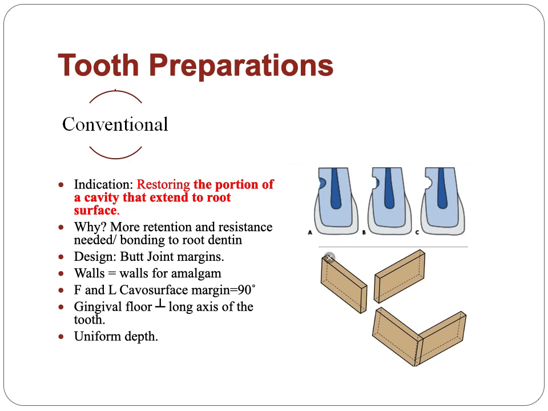You remember amalgam design that we have butt joint. The walls of amalgam they have cavo surface margin that equal to 90 degree. Usually the gingival floor is perpendicular to the long axis of the tooth, and we usually need a uniform depth. So this is the conventional design. You can imagine that the class 3 on the proximal surface of anterior teeth is exactly like a class 1 on the occlusal surface of posterior teeth. So this is the conventional design.